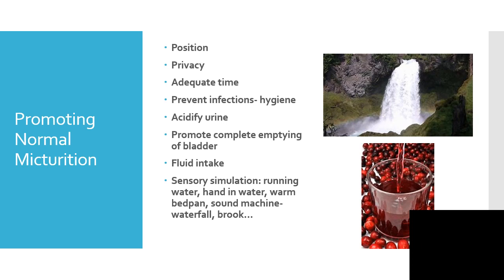And also preventing infections, hygiene. Making sure that we are wiping appropriately. For females, it's very important to wipe from front to back, not back to front. That might spread around fecal matter. It's important to also wash your hands. That's a really big deal for every type of prevention and infection. And then looking to acidify the urine. If the urine has an acidic environment, then it's harder for bacteria to grow.